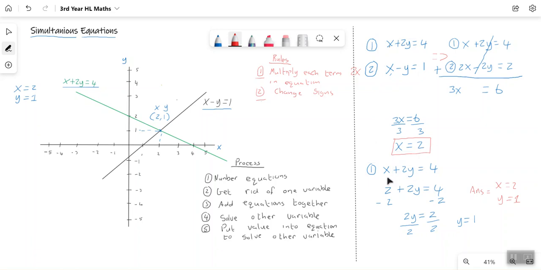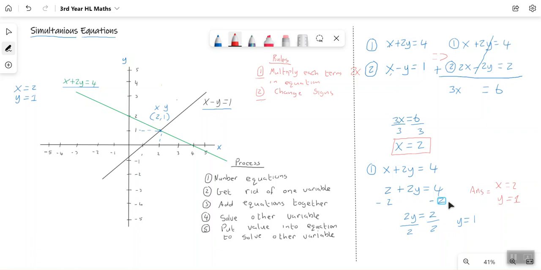So what does that mean? So the first equation is x plus 2y is equal to 4. So we worked out that x is equal to 2. So we just put in 2 into the equation. So this equation becomes 2 plus 2y is equal to 4, and then we solved for y.